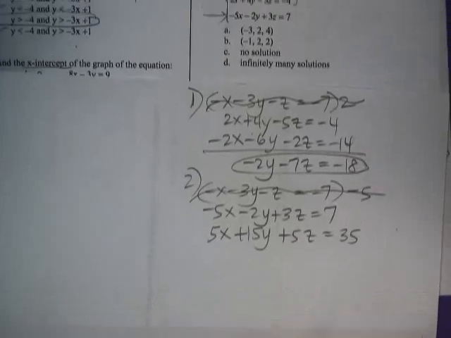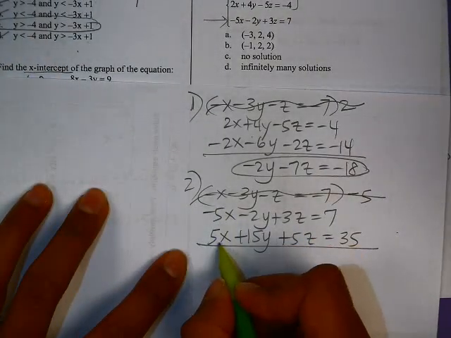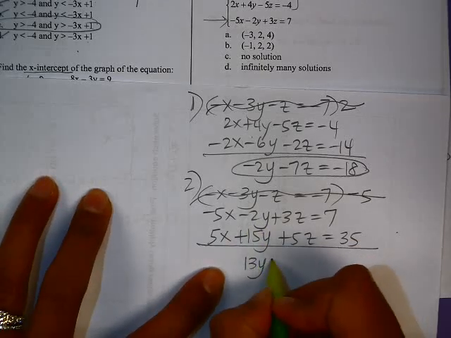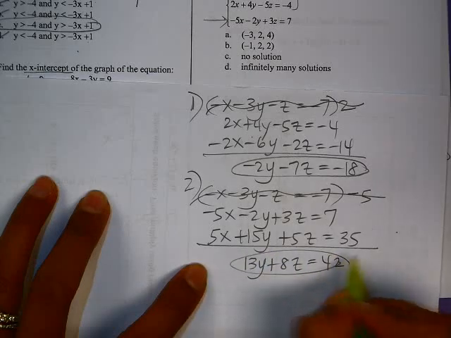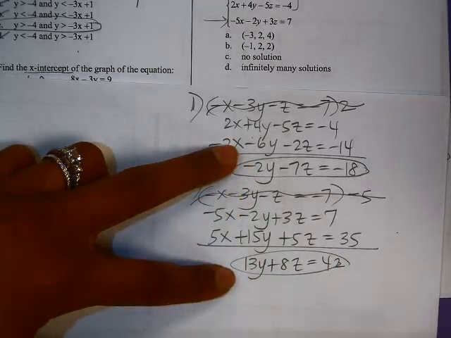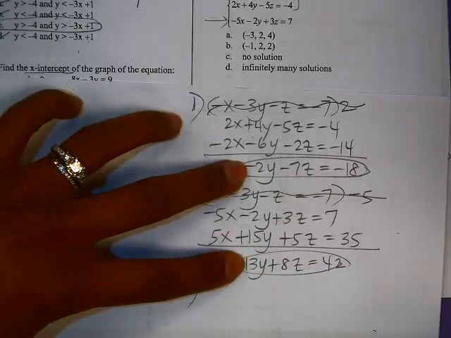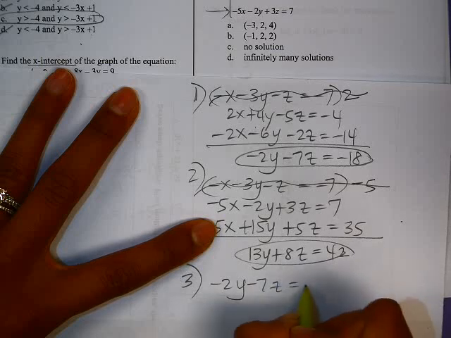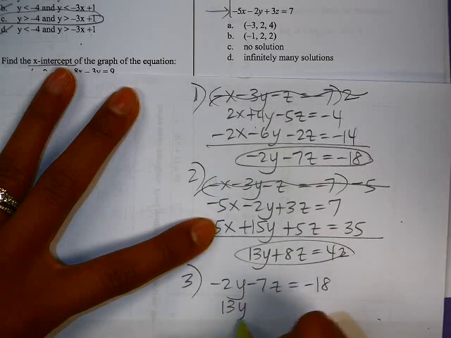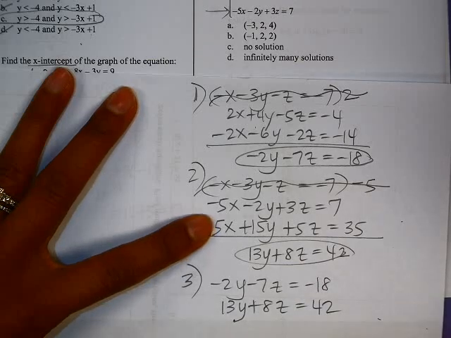Combining those 2 equations gives me 13y plus 8z equals 42. So we now have 2 equations that both have the same variables, y and z. So step 3 is to take those 2 equations, I'm going to rewrite them, and solve this system of 2 equations with 2 unknowns. So we need to solve for y and z.